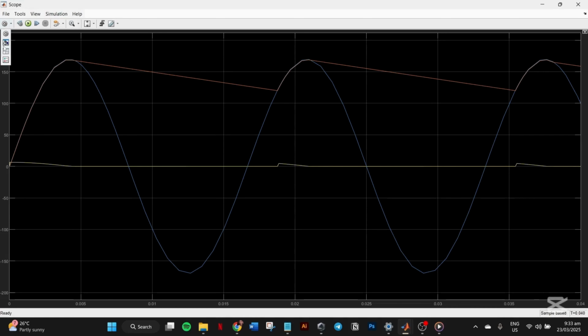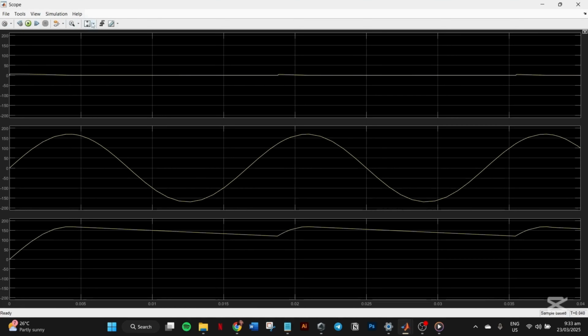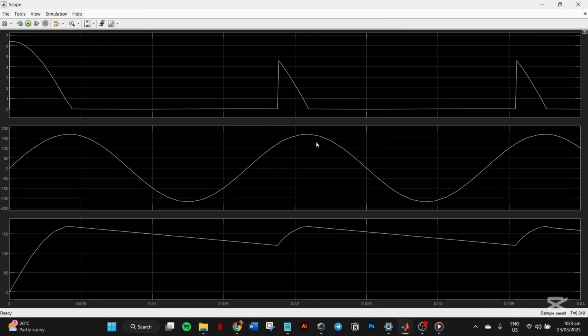So we can see three waveforms. This waveform shows the input voltage, a pure AC sine wave coming from our AC voltage source. This is then the output voltage. This is the rectified and filtered DC signal after passing through the diode and capacitor filter. And this one is the diode current, which indicates when the diode is conducting or blocking current during AC cycles.